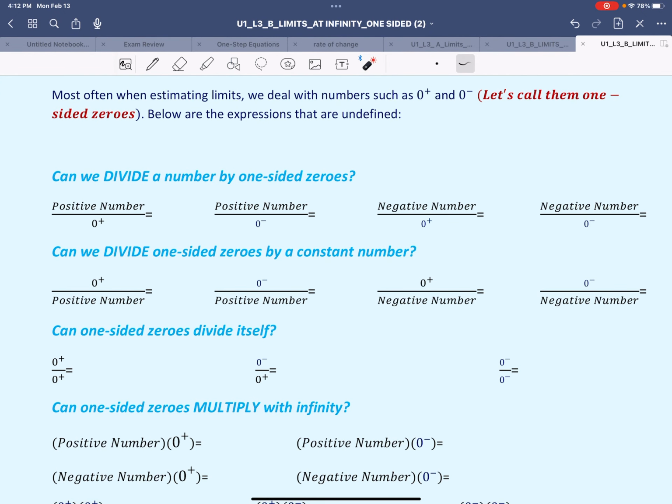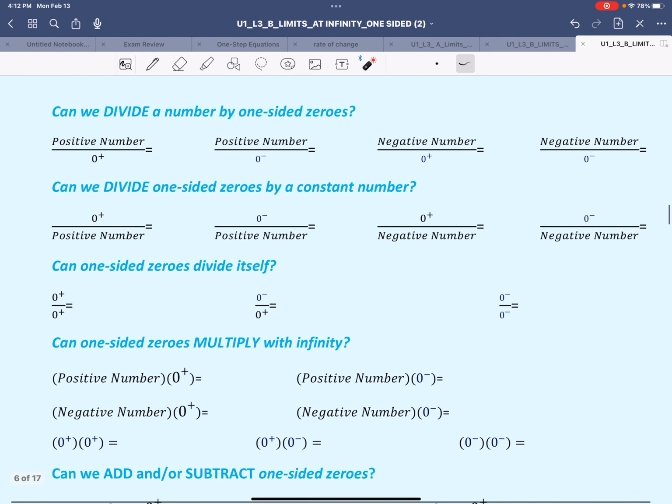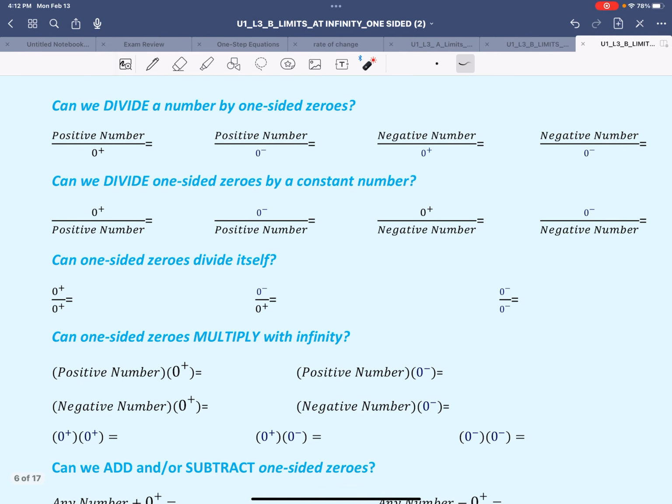Now, the most common one-sided numbers that we encounter in finding limits, at least in this course, are 0 plus and 0 minus, and we're going to call them the one-sided zeros. So let's talk about one-sided zeros and see how they mingle with other numbers in an expression. So the first question is, can we divide a number by a one-sided zero? For example, can we divide a positive number by 0 plus? So imagine you have a positive number, let's say positive 2, and you are dividing it by 0.0000, and you can continue on forever.